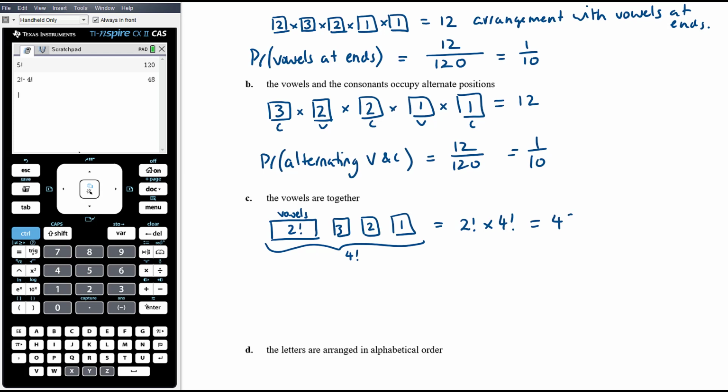So there are 48 different arrangements with the vowels together, and so the probability of having the vowels together is going to be 48 out of 120. 12 goes into both of those, that's 4 and 10, so 2/5.